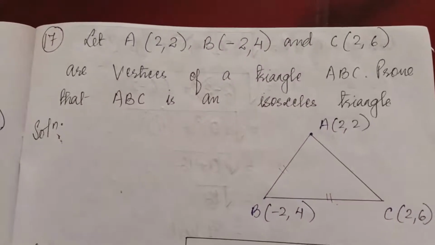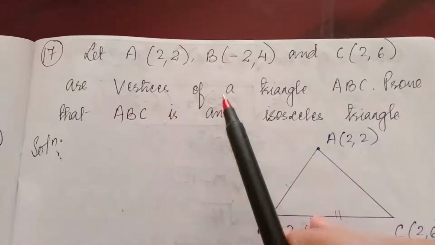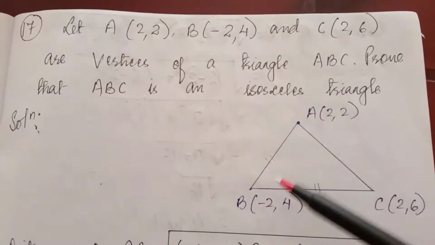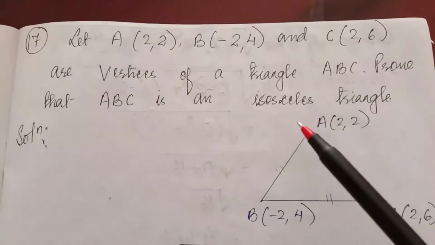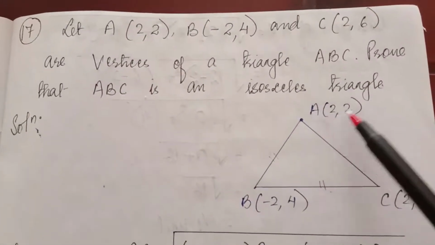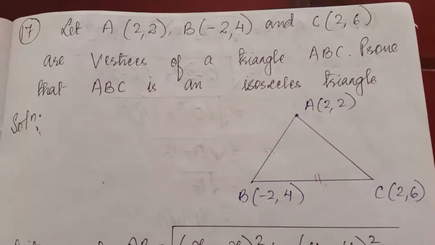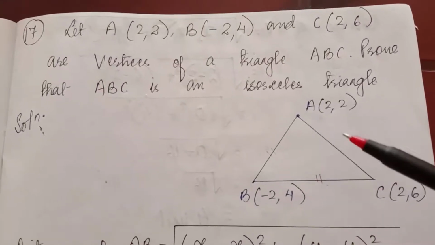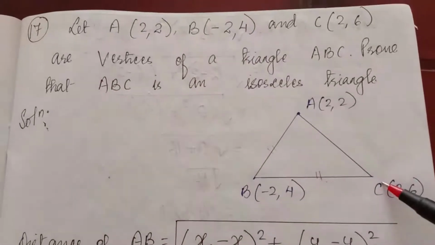Next is question number 17. Let A, B and C be vertices of a triangle ABC. This is a triangle, and these points are called the vertices. The vertices of the triangle are A (2, 2), B (-2, 4) and C (2, 6). You have to prove that this is an isosceles triangle. That means these 3 points form an isosceles triangle.